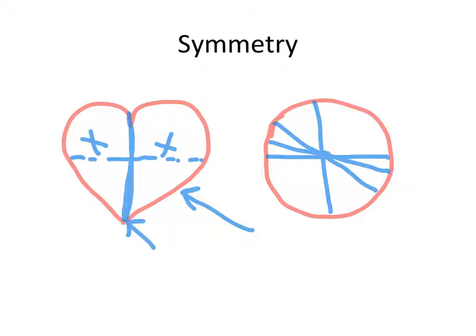A nice way to have students learn symmetry is by folding. If they have shapes and they can fold them in different ways, then they can discover where those lines of symmetry are. That's a nice hands-on way to teach this concept.